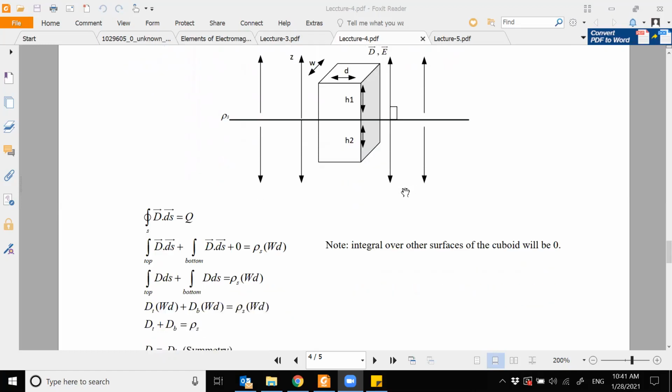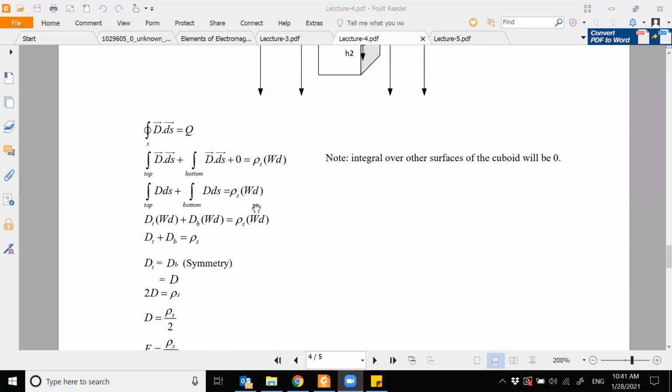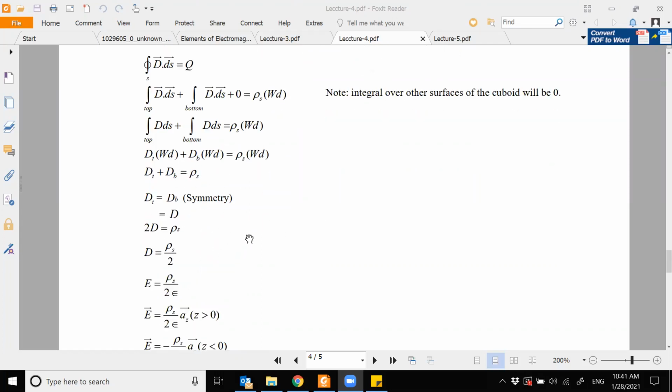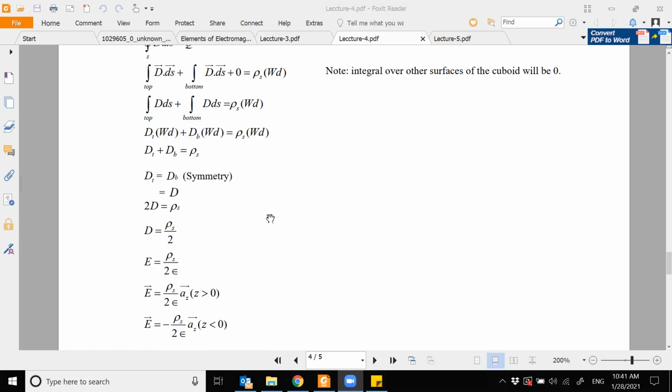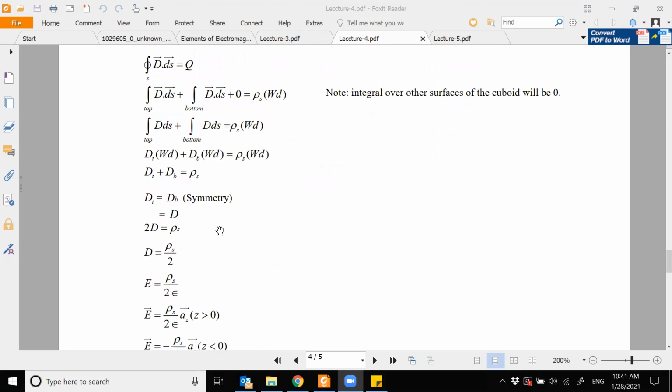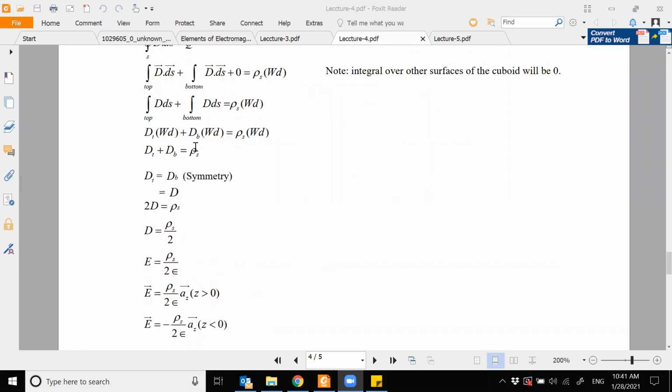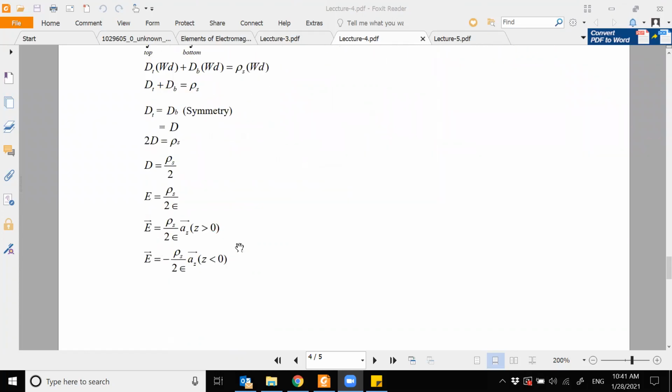So guys, this one I'm leaving to you. I want you to go through this at home when you review the material. The solution is already there. But you will see that when you apply Gauss's law, you will get the same expression that we have already derived using Coulomb's law, which is E bar is rho s over 2 epsilon times Az for z greater than 0, and it is minus for z less than 0.